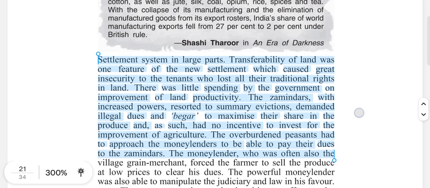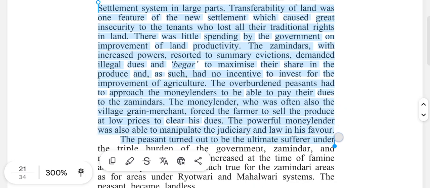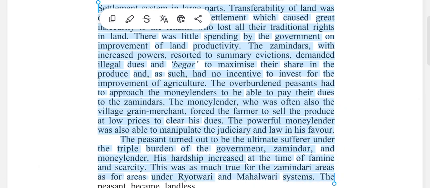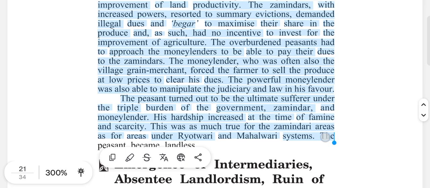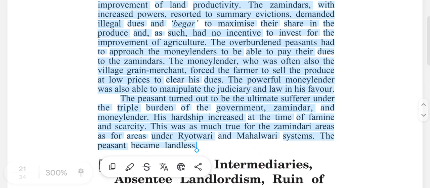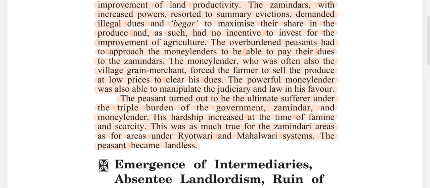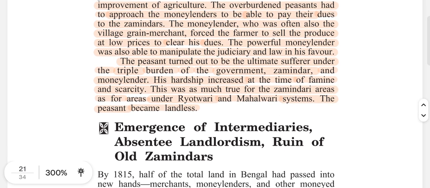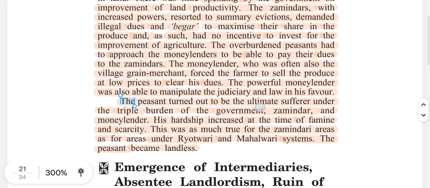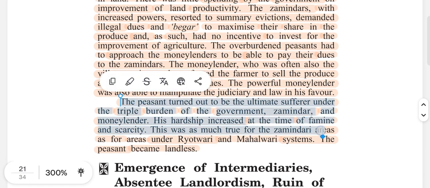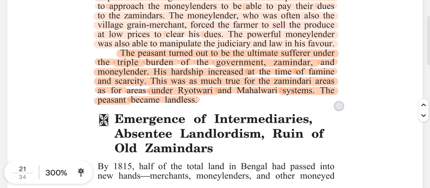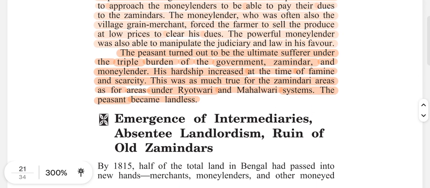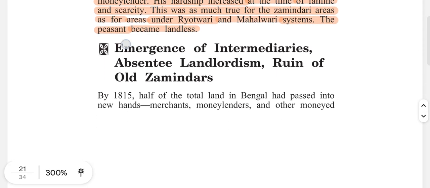The overburdened peasants had to approach the moneylenders to be able to pay their dues to the zamindars. The moneylender, who was often also the village grain merchant, forced the farmer to sell the produce at low prices to clear his dues. The powerful moneylender was also able to manipulate the judiciary and law in his favor. The peasant turned out to be the ultimate sufferer under the triple burden of the government, zamindar, and moneylender. His hardship increased at the time of famine and scarcity. This was as much true for the zamindari areas as for areas under the ryotwari and mahalwari systems. The peasant became landless. Emergence of intermediaries, absentee landlordism, ruin of old zamindars.